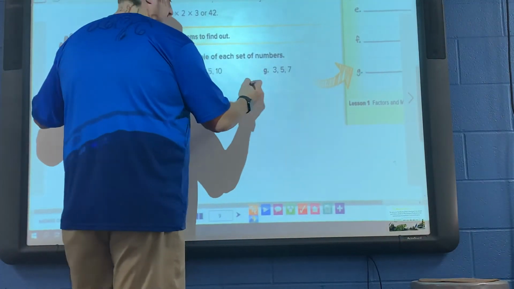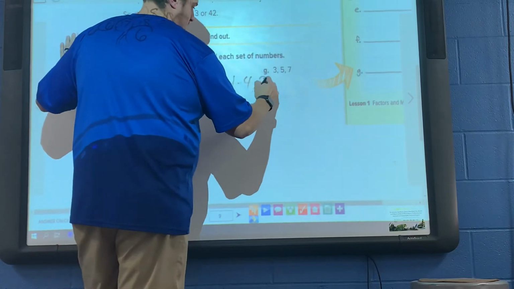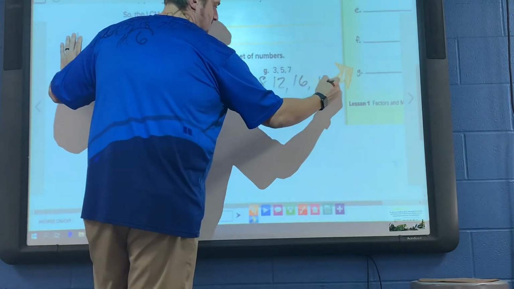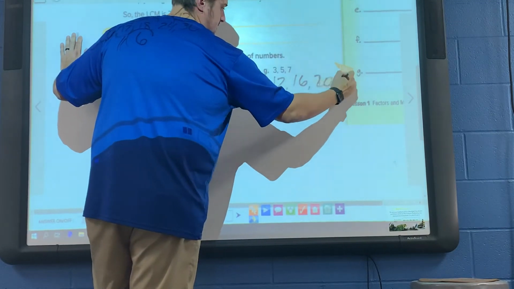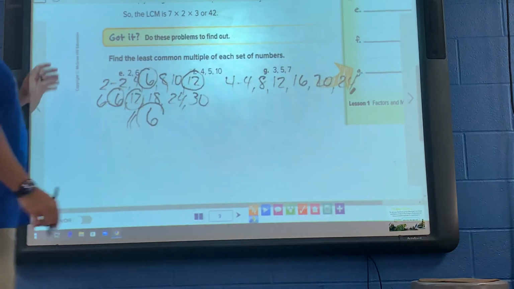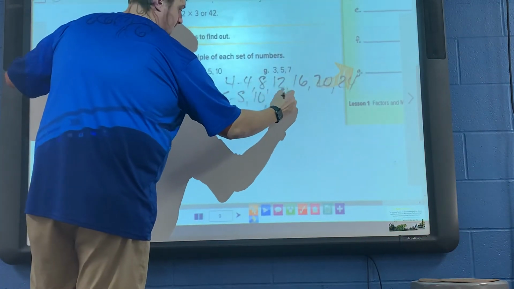Now, letter F. So we have 4, 5, and 10. Now we have 3 numbers. So we're going to start with 4. 4 times 1, 4 times 2, 4 times 3, 4 times 4, 4 times 5. Okay, and we always go more if we need to. Okay, now 5. 5 times 1, 5 times 2, 5 times 3.